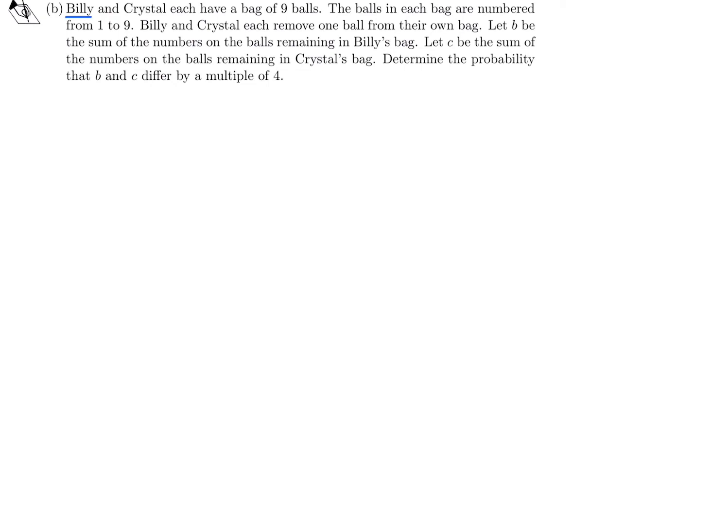Billy and Crystal. The full name Billy Crystal, that exact spelling, is the name of a famous actor who also used to host the Academy Awards for many years.